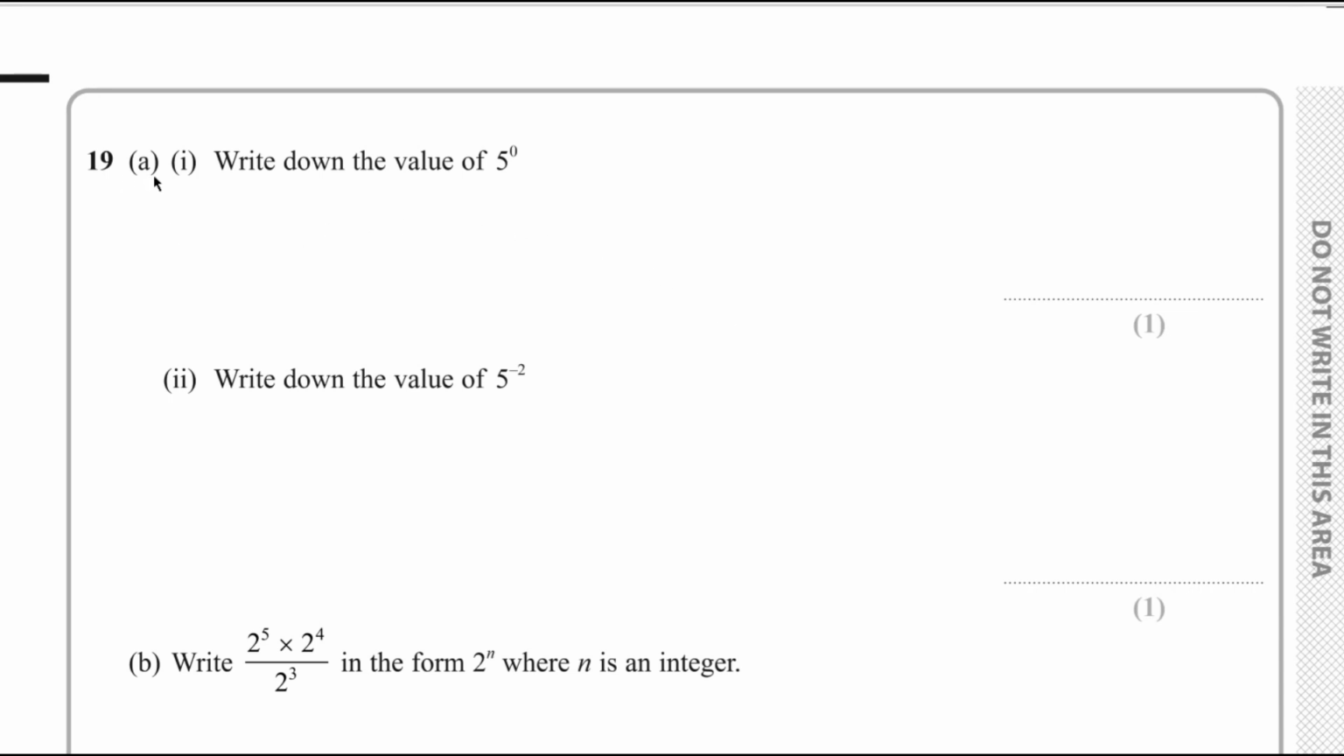Question 19, part A. For the first part, write down the value of 5 to the 0. Anything to the 0th power is 1. For the next part, write down the value of 5 to the negative 2. 5 to the negative 2 is the same as 1 over 5 squared, and 1 over 5 squared is the same as 1 over 25. So 5 to the negative 2 is equal to 1 over 25.